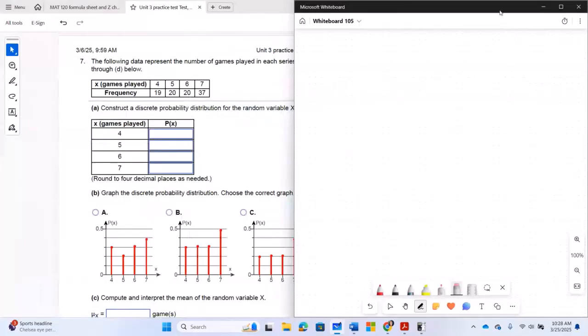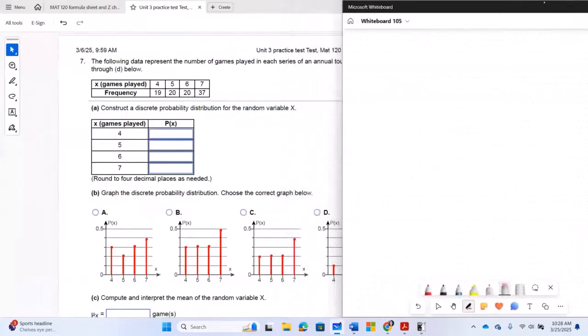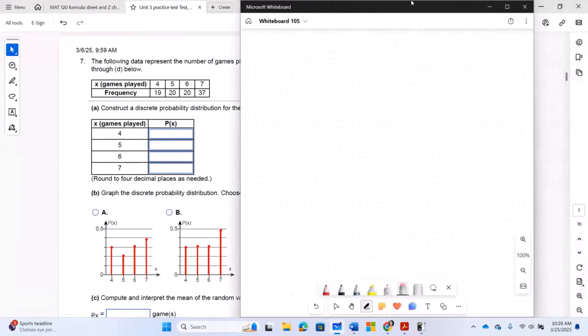Actually, they give me the information, but they want me to extend the table. I will put this information in my whiteboard. That will help me. I want to change the horizontal table, the horizontal frequency distribution, to vertical. So what I'm going to do now is change the horizontal table to vertical.